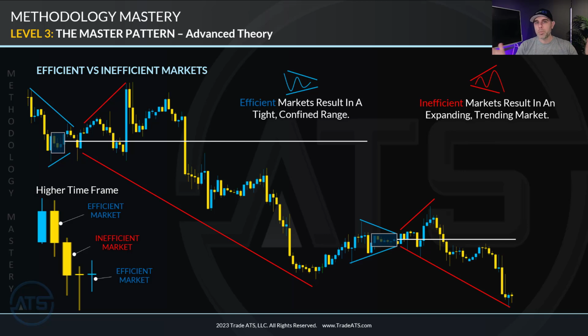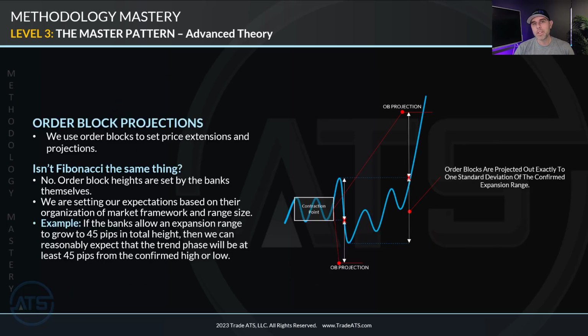When the stories make sense between the two time frames, then you typically know how you want to attack the opportunity at hand. The next insight I'm going to cover with you that's come out of understanding the overall master pattern methodology is what we call order block projections. Now this one is a little more advanced. In ATS, we use order block projections to set price extensions and projections of where we think price is going to reach to, mostly for profit-taking targets.